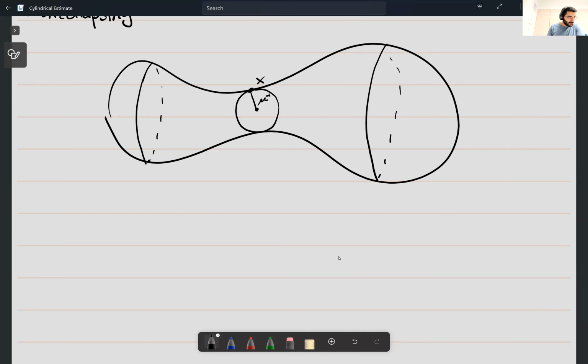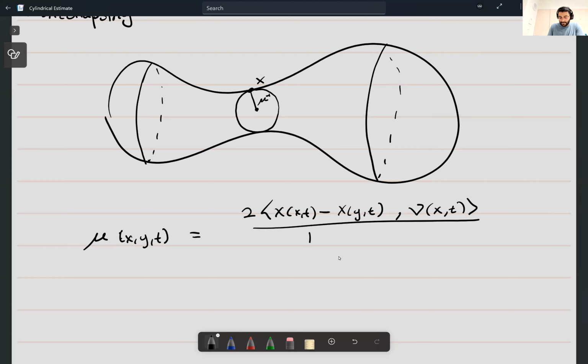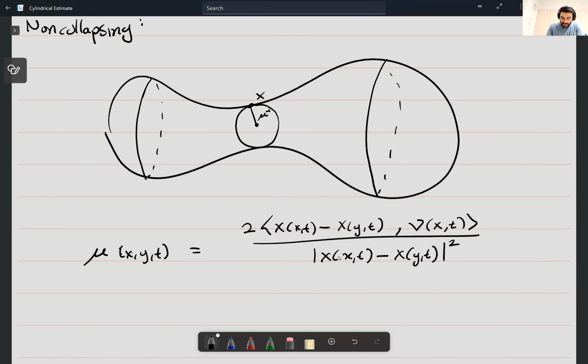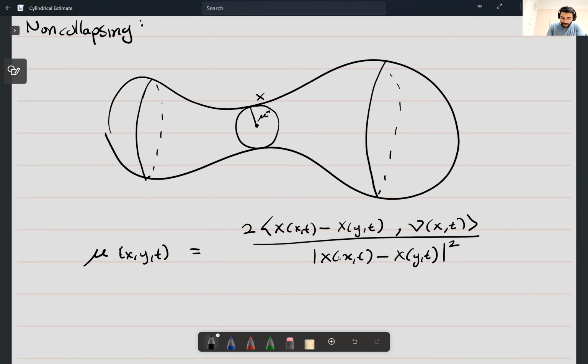So actually, we can write down an explicit formula for this. I'll define mu of x, y, t as 2 times the inner product of x of xt minus x of y t with the normal vector at x, divided by the length of this vector squared. That's great.